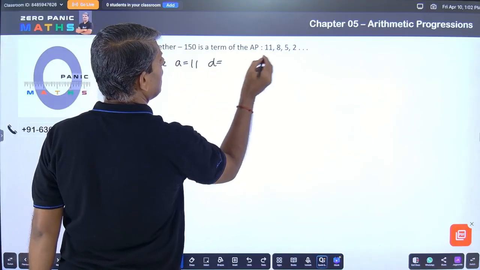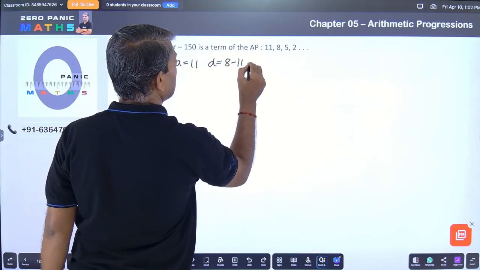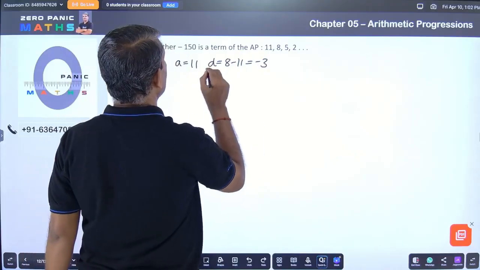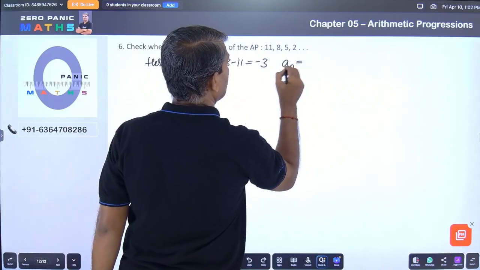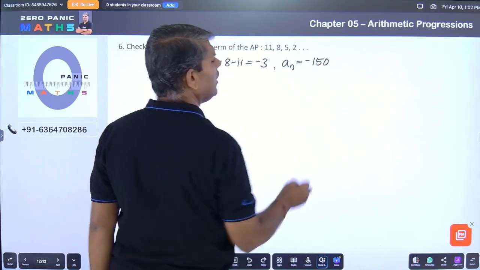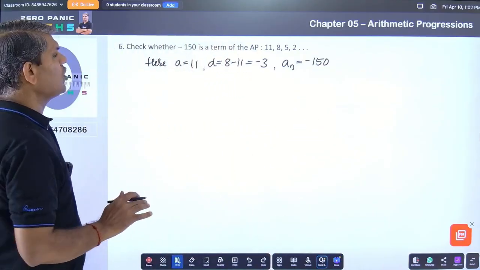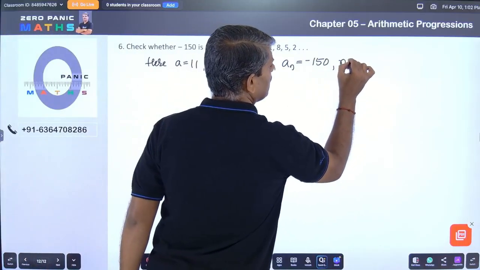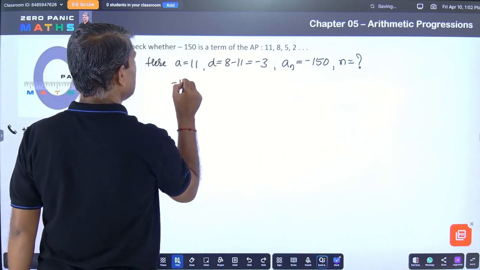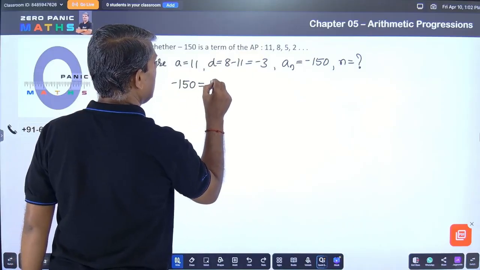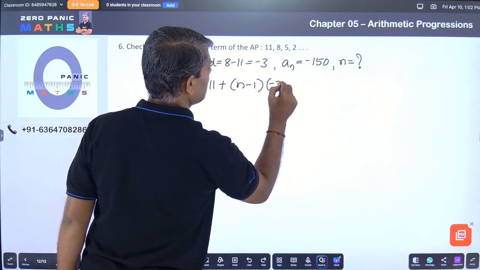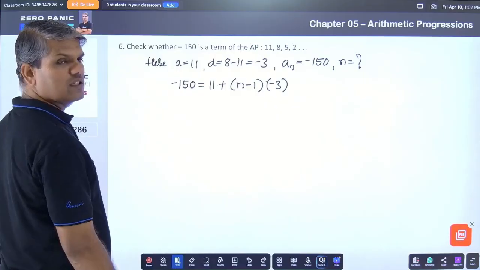Now here a is equal to 11 and d is equal to, again the same thing, 8 minus 11, which is minus 3. You should not be doing it in a different way. What is an? An is minus 150 and we are asked to find out the value of n only. You can write that also here. Start with an equal to minus 150. A is 11, (n minus 1) into minus 3. That is the difference, correct?